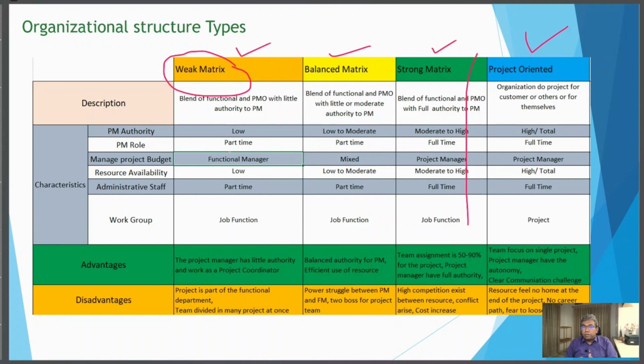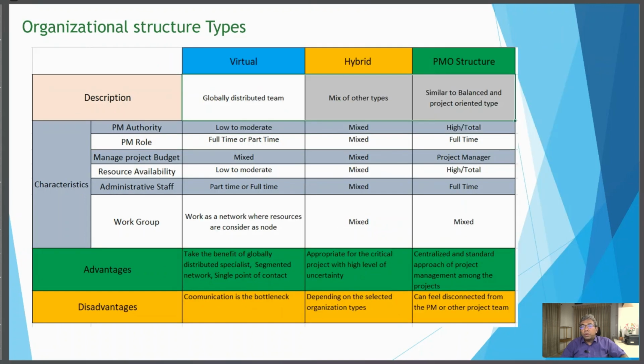Then in between there is a balanced matrix, which is very common in multinational organizations, and there is a power conflict between the functional manager and the project manager. So this is the most common organization type. There are a few other types, because nowadays there are virtual organizations. That means there is no office. People work virtually, in the software industry.